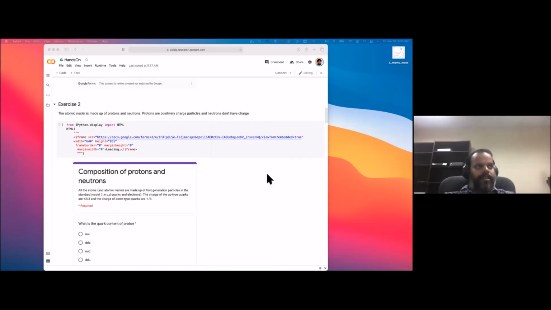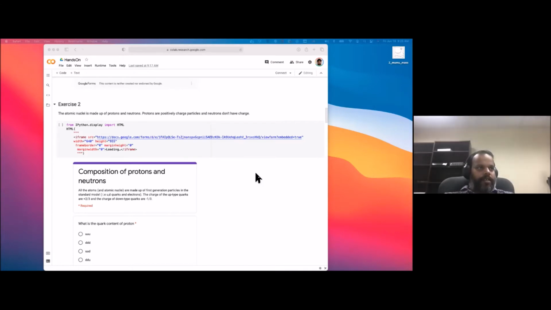So the nucleus is made up of protons and neutrons. For example, the hydrogen nucleus is just one proton, but deuterium, which is an isotope of hydrogen, has one proton and one neutron. Now, if you go to higher elements like carbon, carbon has a mass number of 12, so it has to be six protons and six neutrons. So the question here is, protons are of course positively charged particles and neutrons do not have charge.